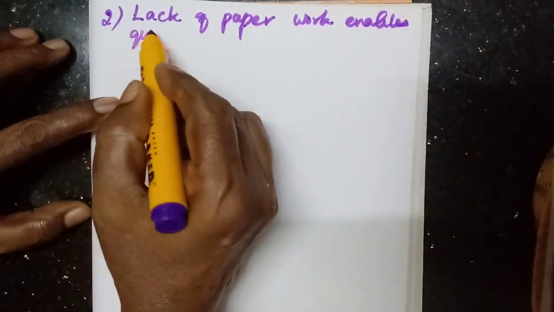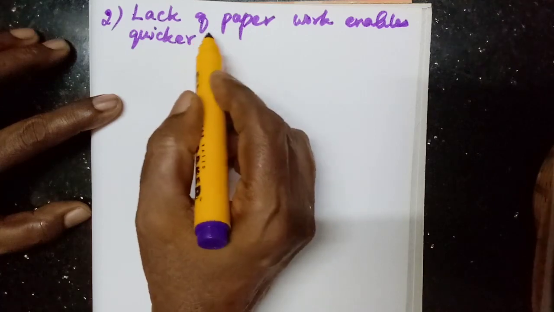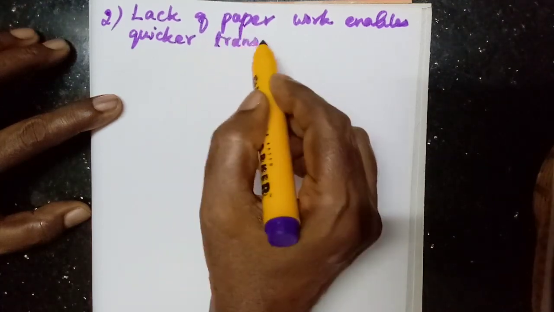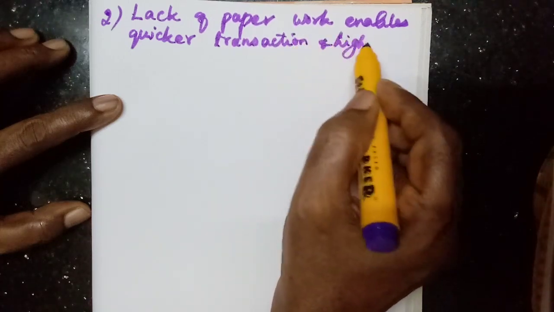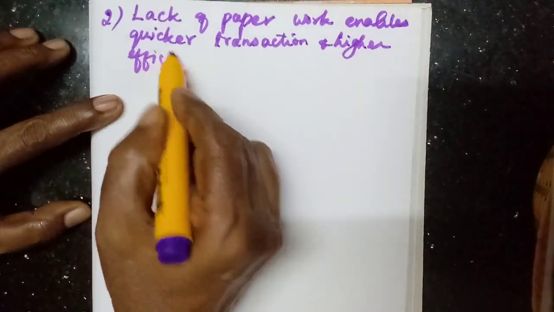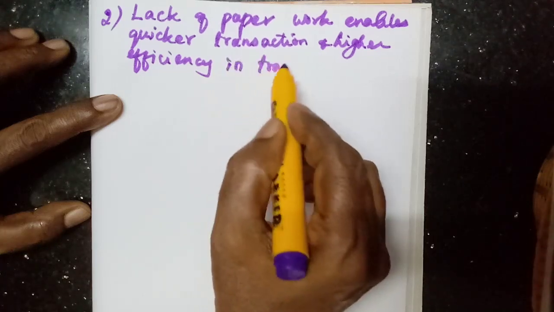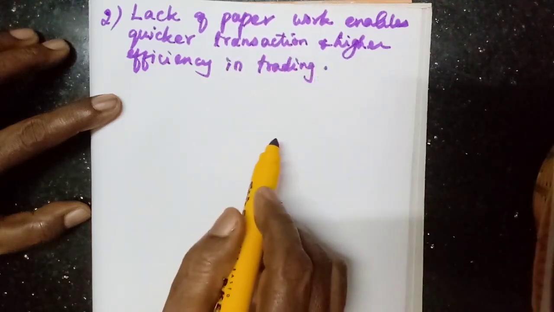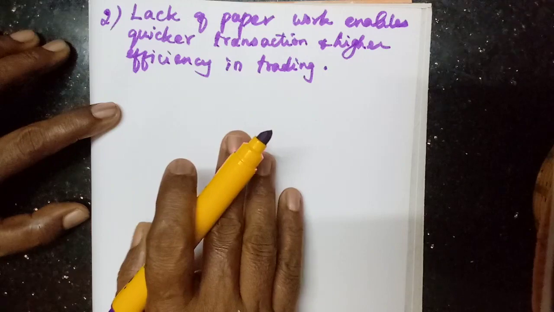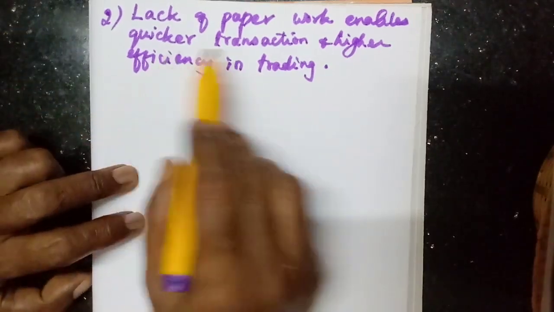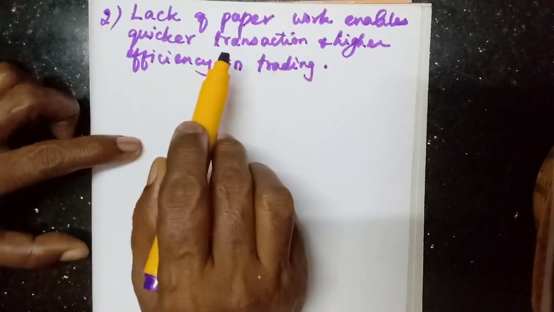quicker transactions. Within a second they can do it. Everything is done through the computer. So quicker transactions and higher efficiency in trading, because there is no paperwork. Everything is through the computer with the depository participant, like a bank. They arrange for quicker transactions. Within 2-3 minutes, they will open that account and give it in your hands.